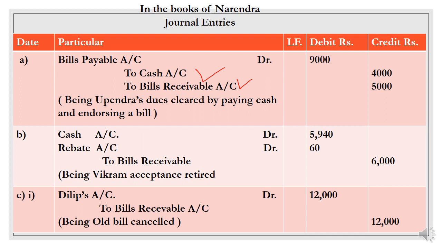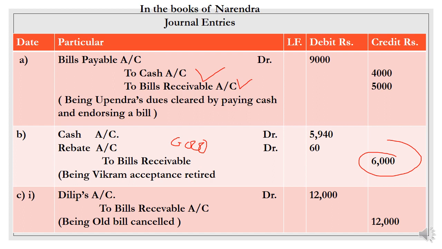So being Upendra's dues cleared by paying the cash and endorsing a bill. The next transaction says Vikram, who is a drawee of Narendra, has retired his bill before the due date. So he has retired a bill of amount 6,000, and there is a retirement rebate percentage. So you will calculate, students, 6,000 is the bill. Suppose how much percentage is given there? Wait a moment. Students, see, I think 12% is the rebate. Yes, 12% is the rebate and it is given 1 month before.